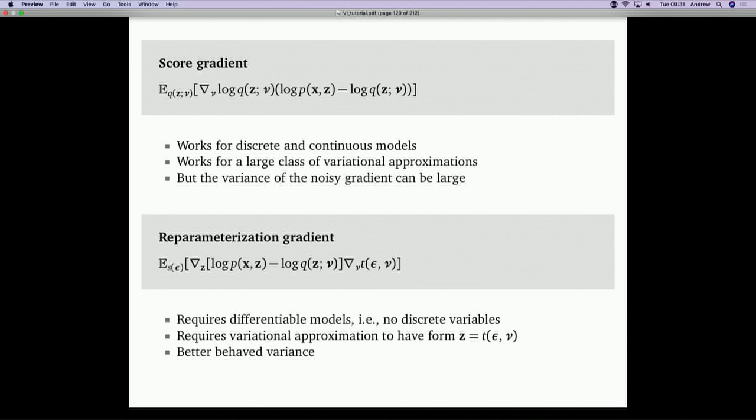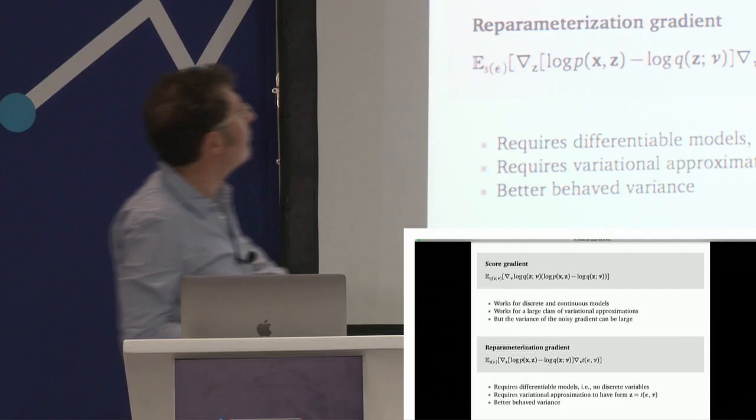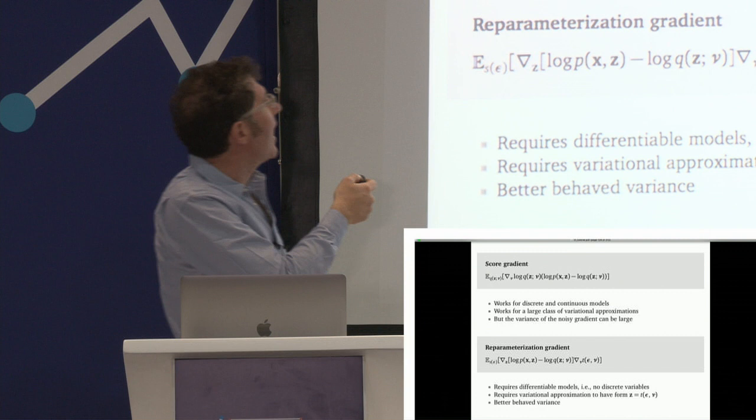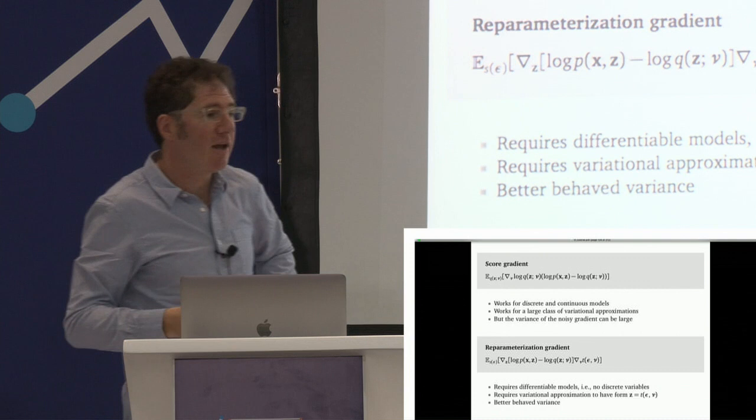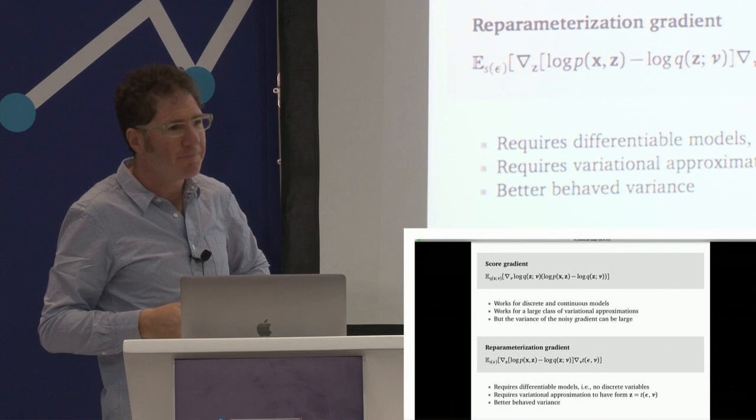What's the difference? Well, the score gradient has wider applicability, as that Venn diagram shows. It works for discrete and continuous models, and it works for a large class of variational approximations. But as I mentioned, the variance of the noisy gradient can be large, right? To get it to work, you need things like control variates, importance sampling, and Rao-Blackwellization and so on. We still do all those things inside of the black box criteria, but it's a bit of work.